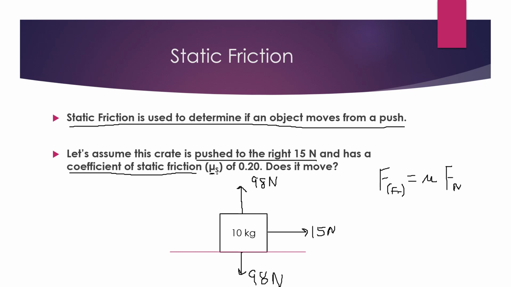In this case, it has a coefficient of static friction of 0.20. The coefficient of static friction has no unit. It is a unitless quantity. It's odd. We don't have a lot of these in physics, but here's our first one. Coefficients tend not to have units. This quantity in the equation is just a coefficient, no unit.